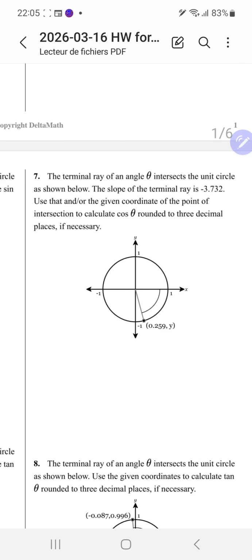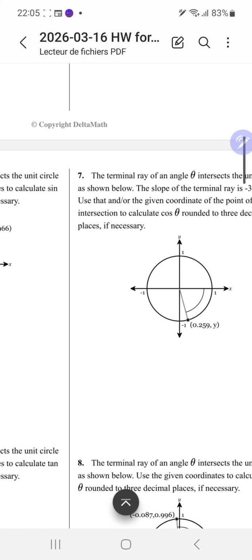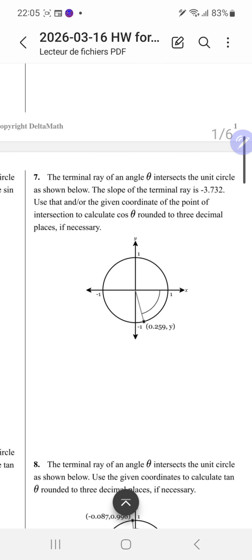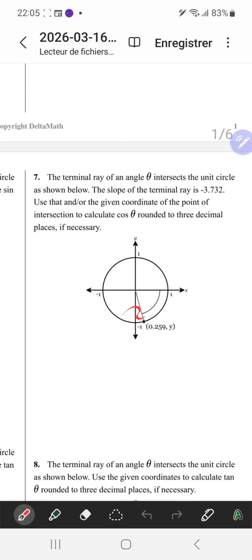Exercise number 7. Here they said the slope of the terminal ray is minus 3.732. Okay. So this means that, sorry, I have to just choose the pen. Yes. This means that the tangent of theta is this, because it means the point.